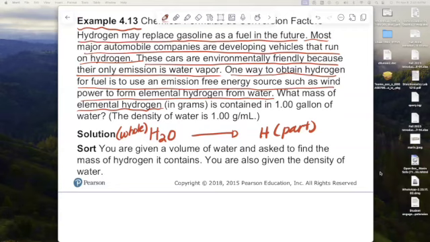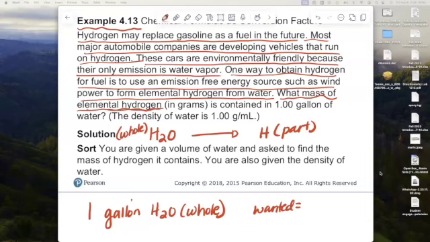So our goal here is then to go from the amount of water, whatever is given to us. Or we're given here a gallon of water. So let me go ahead and write here. We're given 1 gallon of water. This is going to be our whole, right? And they're asking here what mass of elemental hydrogen, and what is wanted is grams of elemental hydrogen, okay?